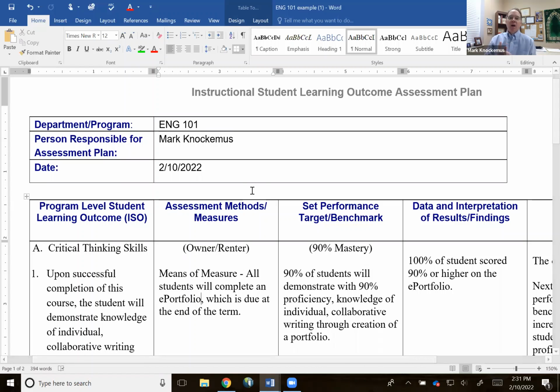Hey, everybody. I'd like to provide a little look, kind of an overview for the new instructional student learning outcome assessment plan form that we'll all be moving to.